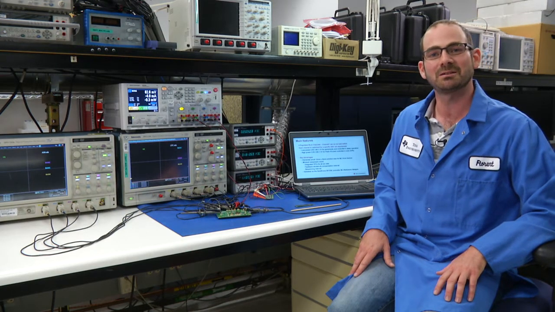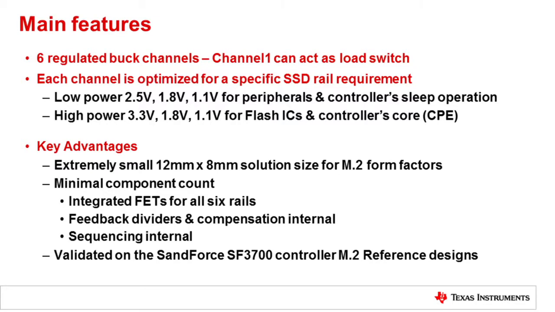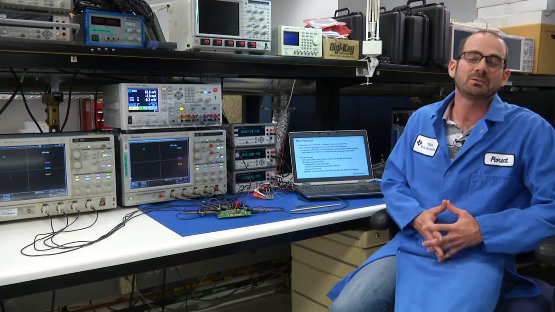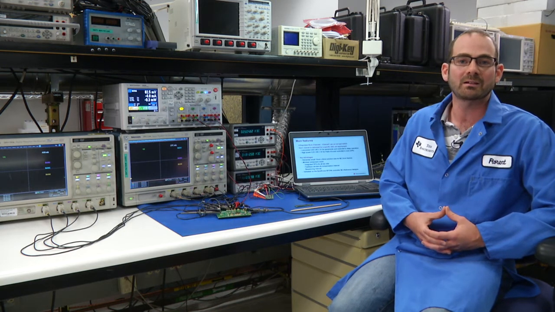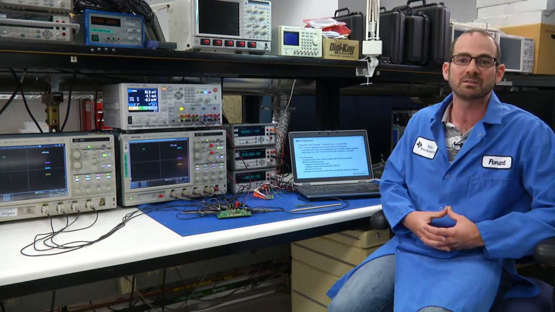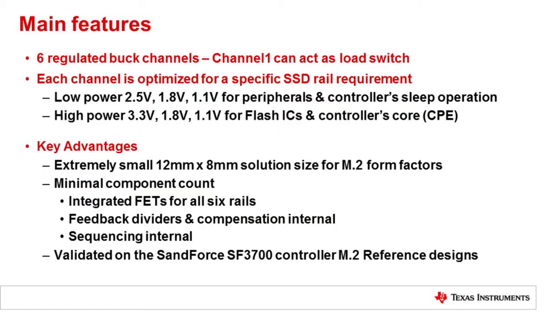The LM10692 is a power management IC specifically designed for solid-state drive application. The LM10692 features 6 regulated channels, one of which can work as a load switch. The LM10692 integrates the power MOSFETs, the feedback, the compensation and control, and the sequencing of all the channels. This results in a very compact form factor and also helps in the design of the application.